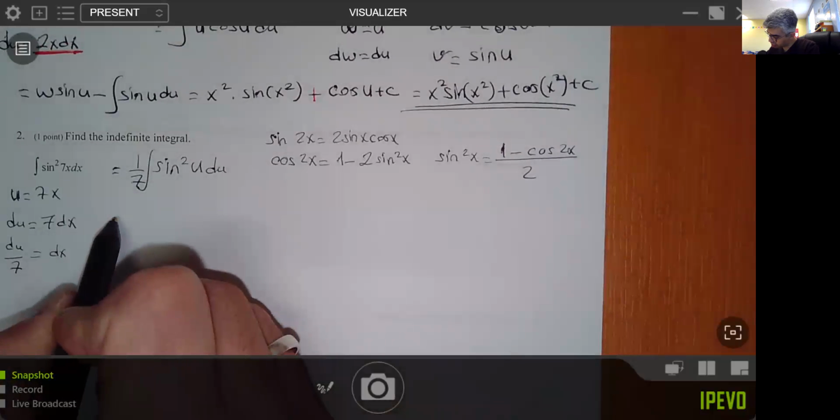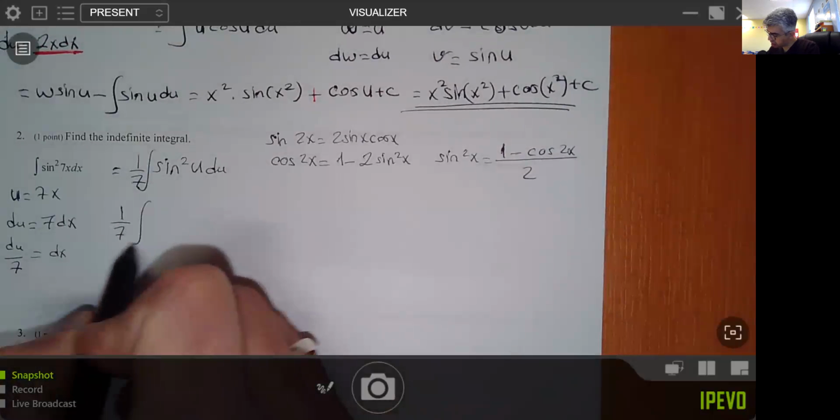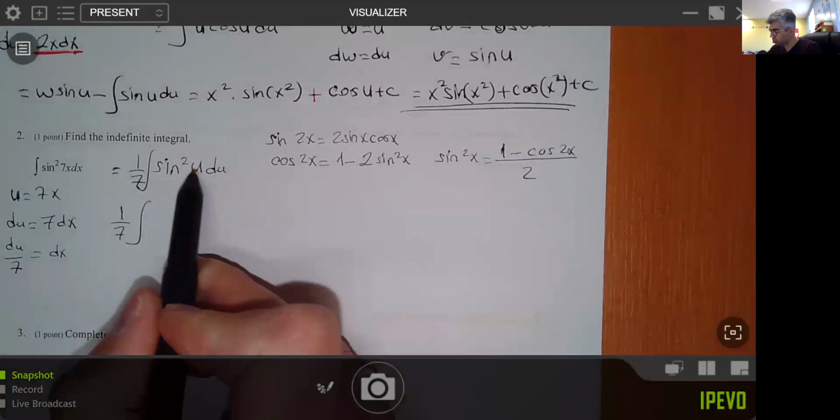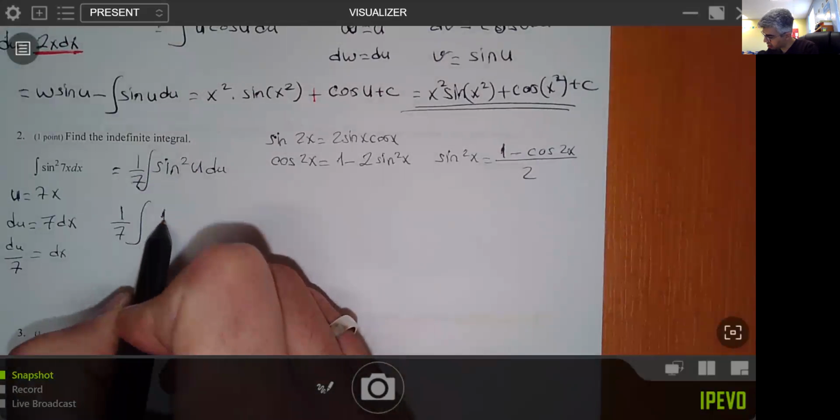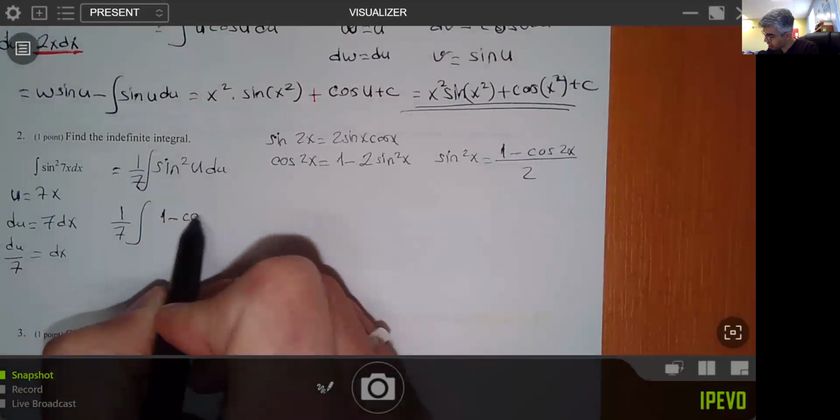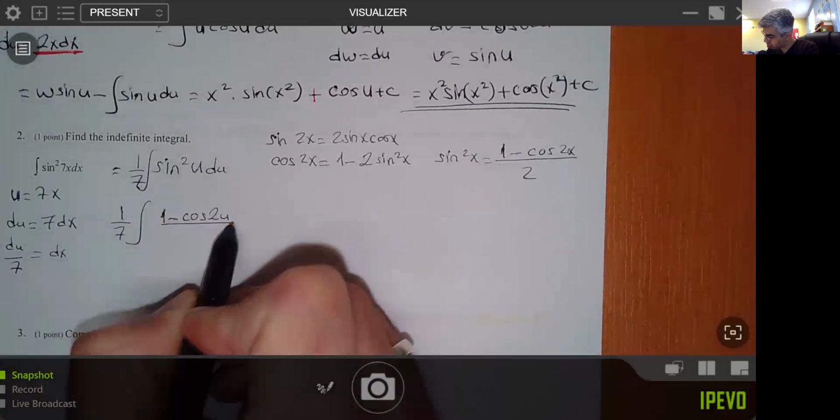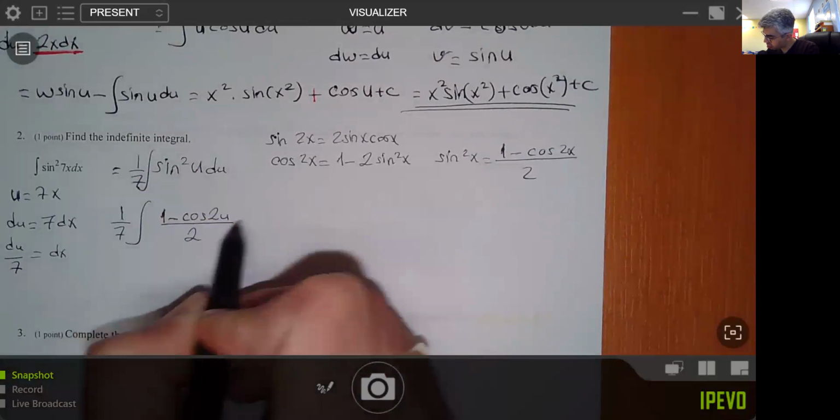And here, I write the integral again. So 1 over 7, but I have u, of course. So I will have the integral of 1 minus cosine 2u over 2 du.